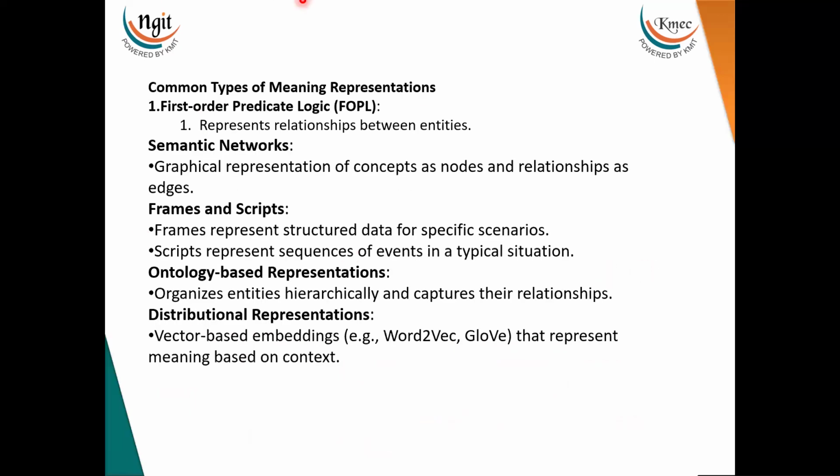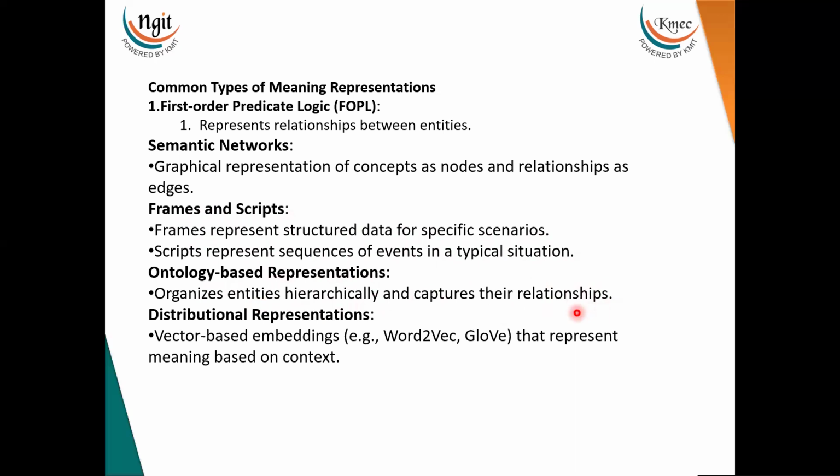Then common types of meaning representation. First one is first order predicate logic. This represents relationships between entities. Then semantic networks, graphical representation of concepts as nodes and relationships as edges. Then frames and scripts. Frames represent structured data for specific scenarios. Scripts represent sequence of events in a typical situation. Then is ontology-based representation. Organizes entities hierarchically and captures the relationships.